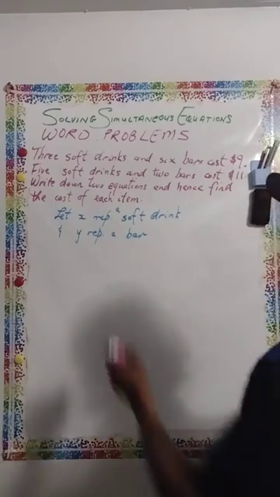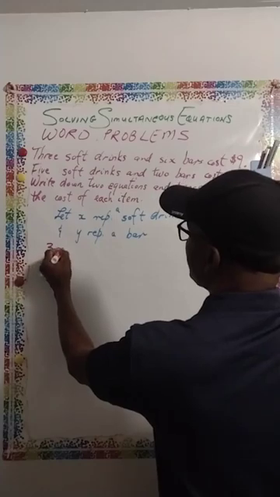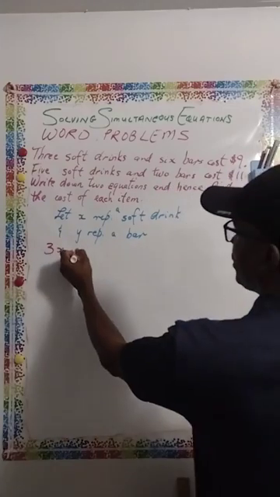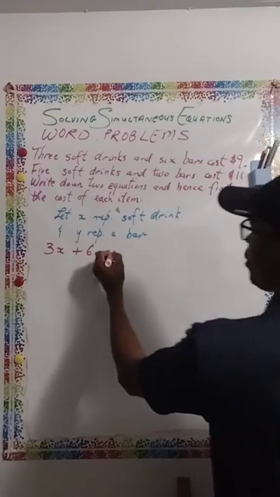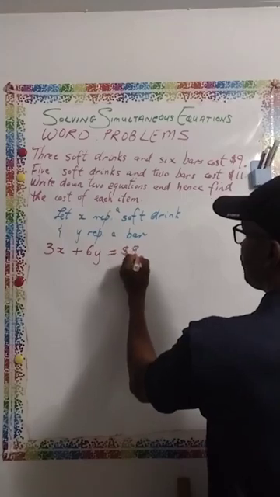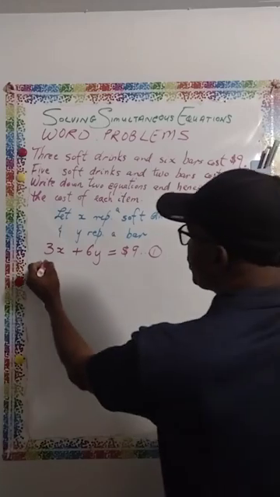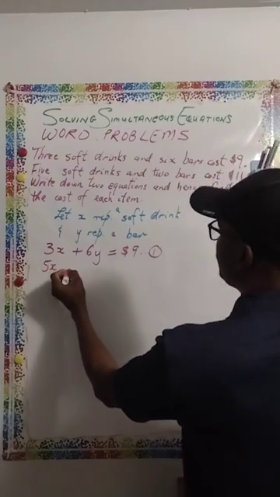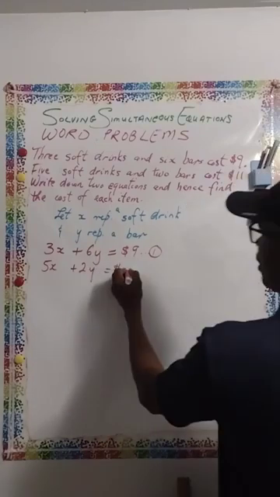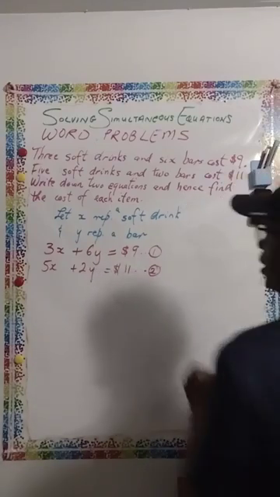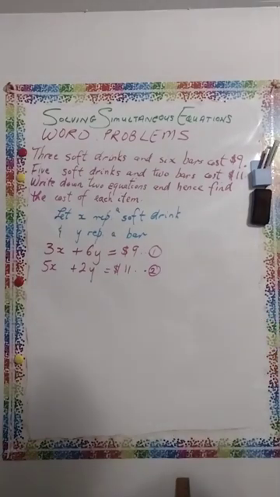So in other words, they say 3 soft drinks and 6 bars cost $9. That's the first equation. And then the second sentence is saying what? 5 soft drinks and 2 bars cost what? $11. And these are 2 equations that you have to write down, right? So we have written them down.